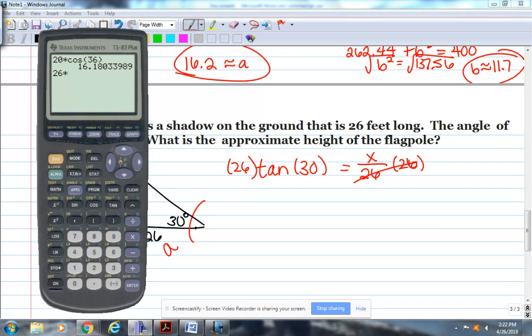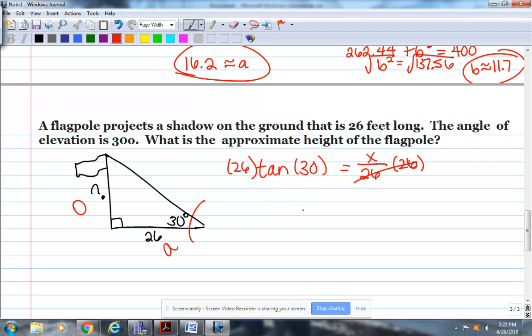26 times tangent of 30 degrees. Everybody get that? So I'm going to say X is approximately 15 feet.